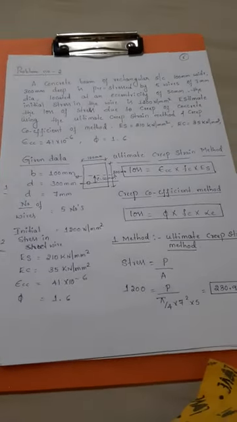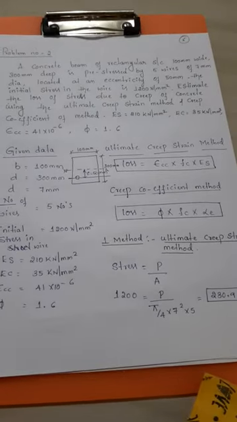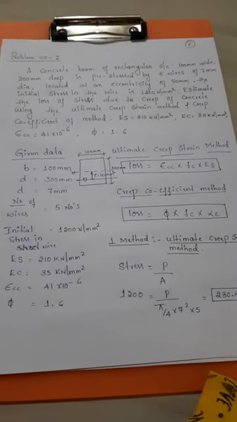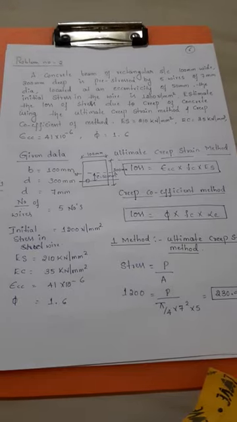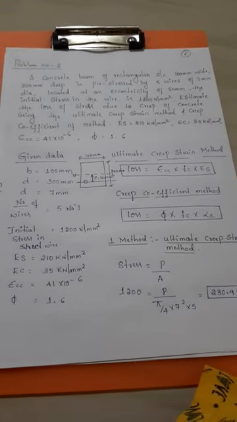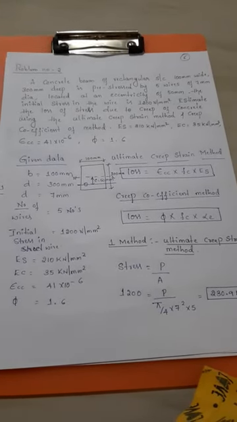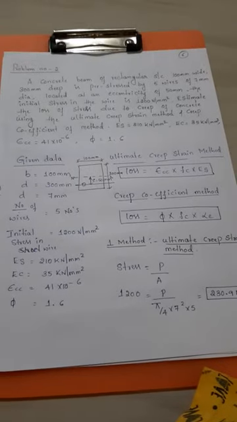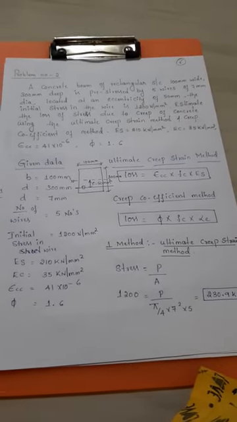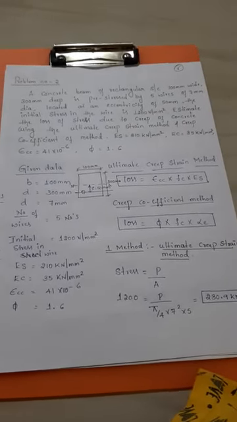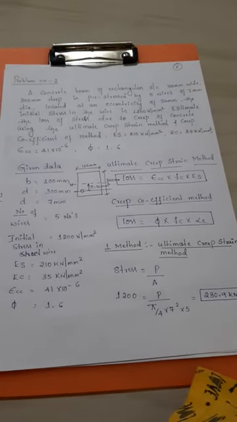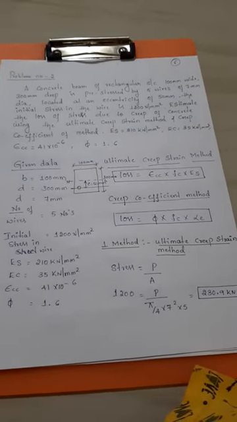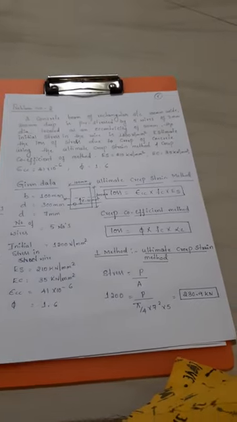So Young's modulus of the steel also has been given, that is 210 kilonewton per mm square, and Young's modulus of the concrete has also been given, that is 35 kilonewton per mm square. And they have given epsilon cc also, that is ultimate creep strain, that is 41 into 10 to the power of minus 6, and psi, that is creep coefficient, has also been given, that is 1.6.